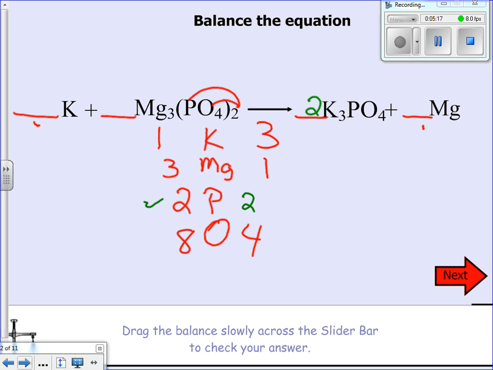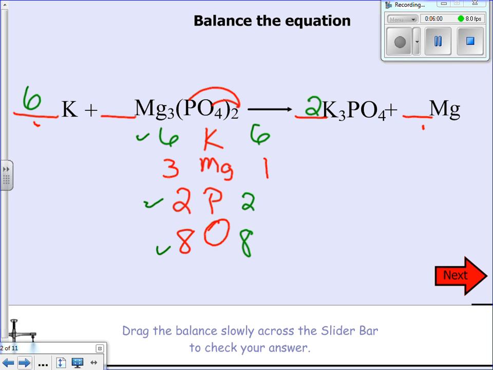When I put a 2 in front of K3PO4, it changed my number of potassium. So now, remember, this 2 distributes out. So 2 times 3 is 6. So I now have 6 potassium on the right-hand side. And it also distributes to the oxygen. So 4 times 2 is 8. I'm going to change that to an 8. If we look, our oxygen is now balanced. We have 8 and 8, so we can check that. And then our potassium was 1 and 6, so we need to change that to a 6, which makes our potassium balanced as well.